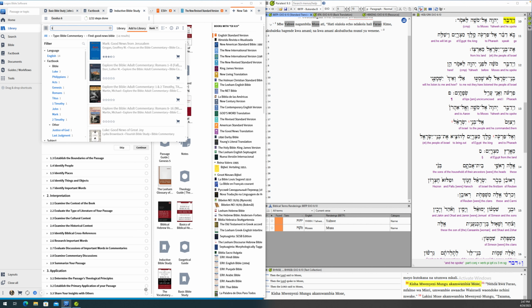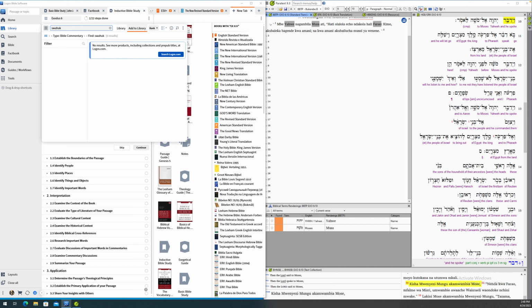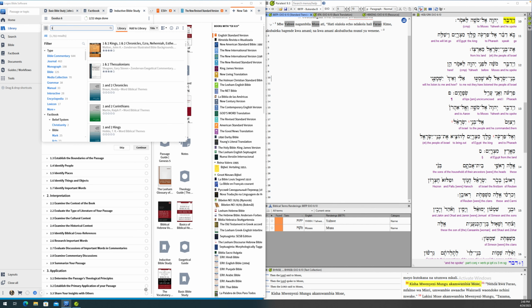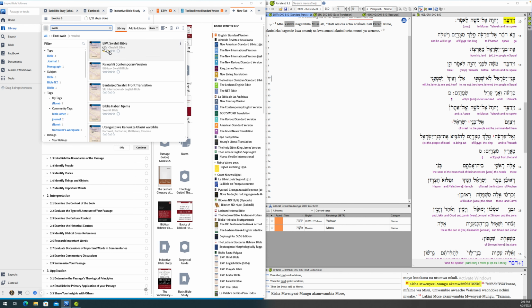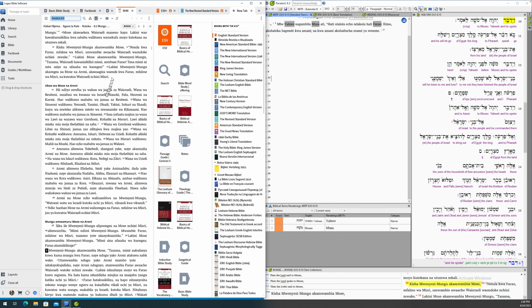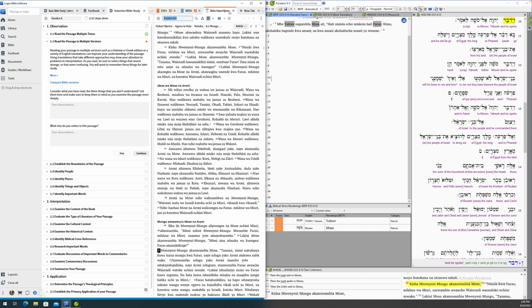So you can search in your library Swahili. So you click on all. Kiswahili. Habari Njema. Okay, so there it is. So you can read in the Habari Njema and also highlight in the Habari Njema. The differences, and then consider what you've read there.